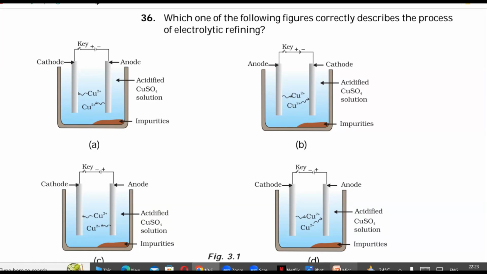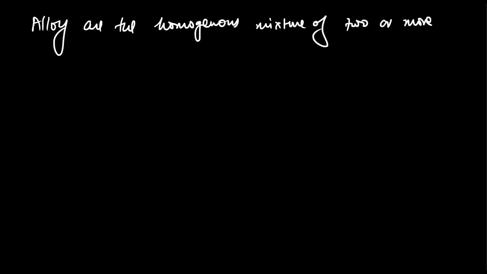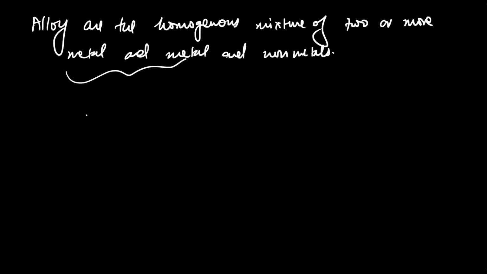Okay, so the last topic of this chapter is alloys. What are alloys? Alloys are homogeneous mixtures of two or more metals, or metals and non-metals. Understood? For example, we have bronze, an example of metals mixed with metals.